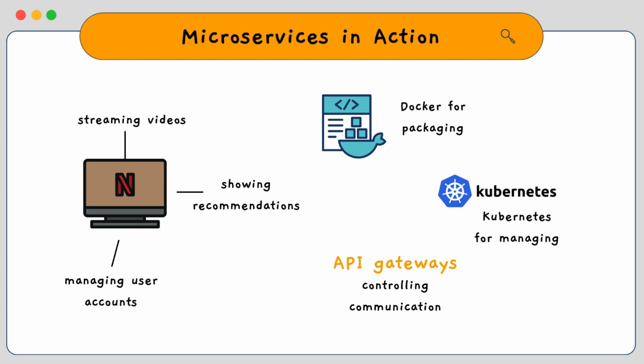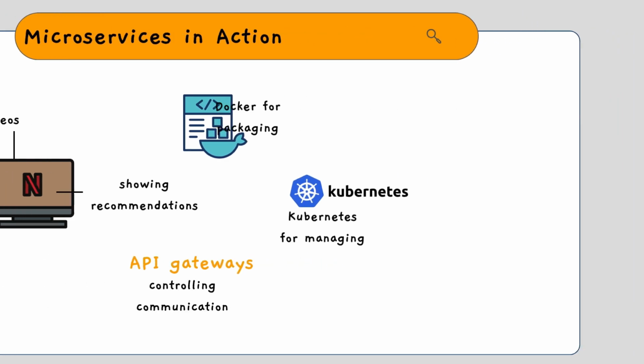Microservices architecture is a powerful way to build reliable, scalable, and flexible applications. By splitting apps into smaller, focused services, companies can adapt to changes and grow faster.